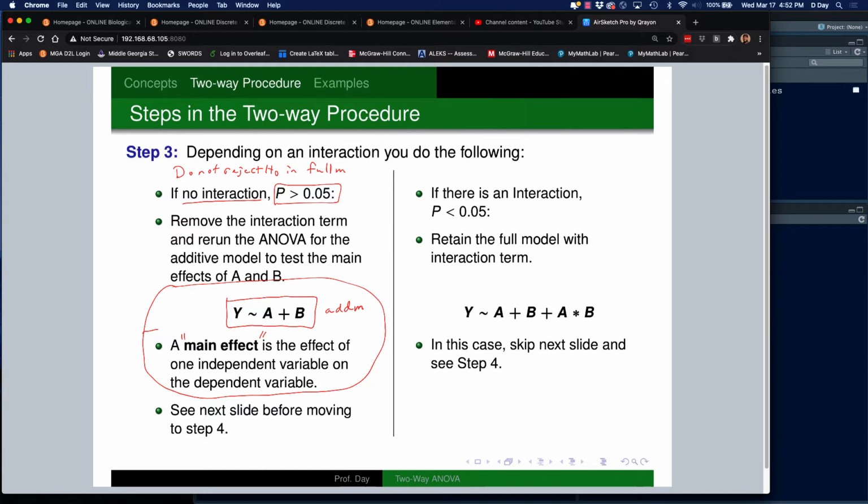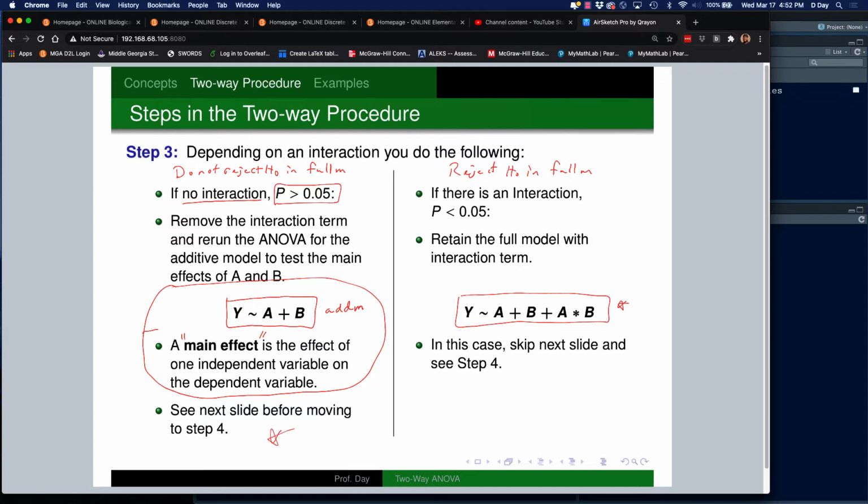If there is an interaction and P is less than 0.05, in other words, we reject the null in the full model, we'll retain that full model ANOVA with the interaction term, so we'll keep this guy here with the A times B. And in this case, we'll skip the next slide that I'm about to go over, and we'll see step 4. So we'll come back and talk about what we do next with this in a moment. Right now we're moving on with this stuff over here on the left-hand side.